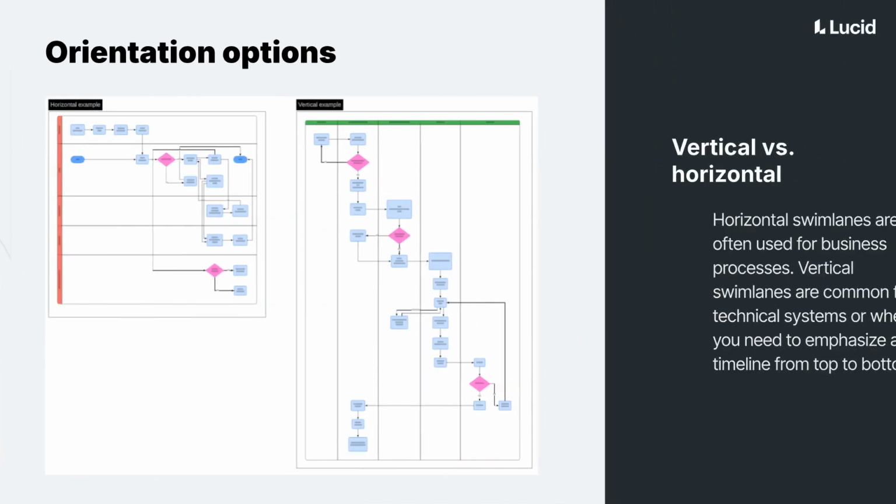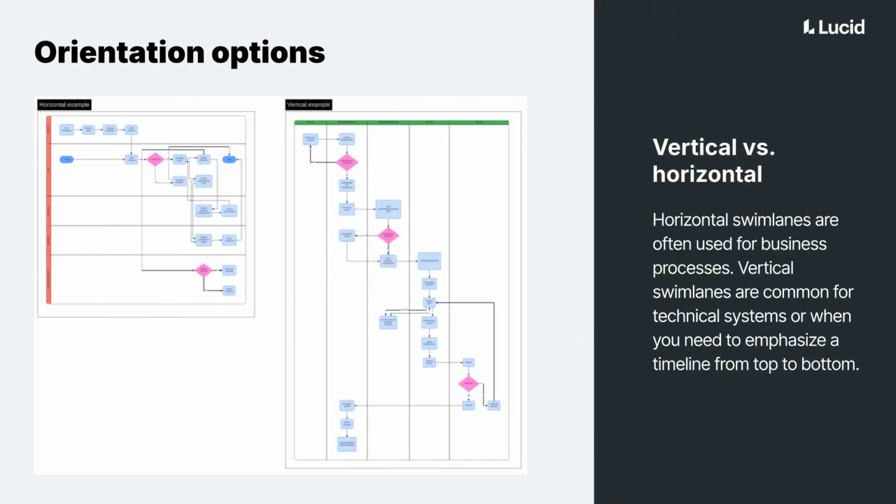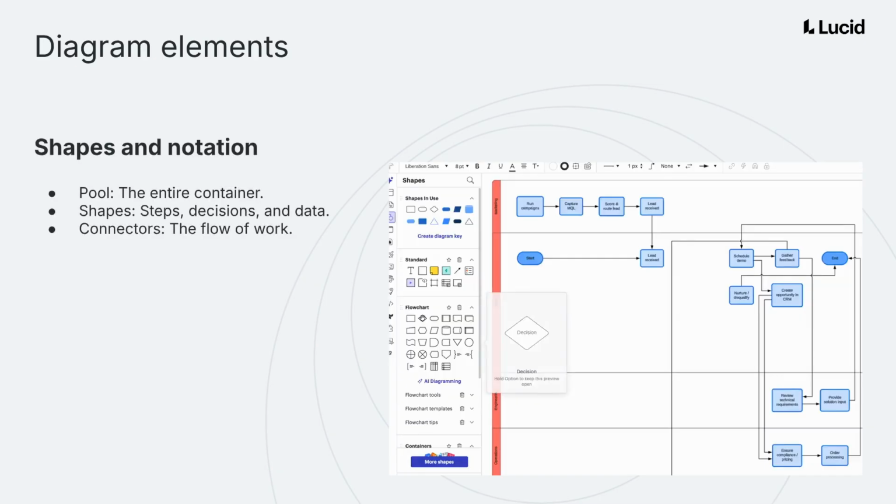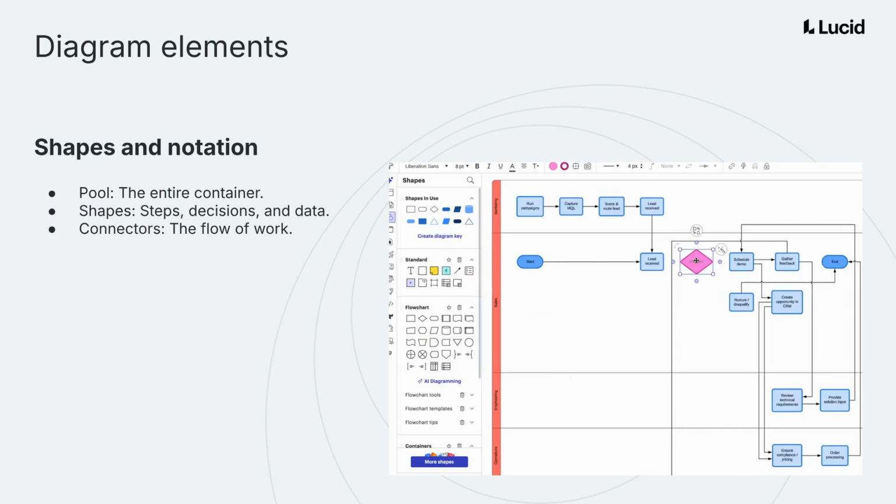When designing your map, you can choose between vertical versus horizontal swim lanes. Horizontal lanes represent functional areas moving left to right, while vertical lanes often show movement across stages. Understanding the attributes and elements of swim lane diagrams is key. The pool represents the entire process, while individual lanes represent the actors, such as departments or software systems.